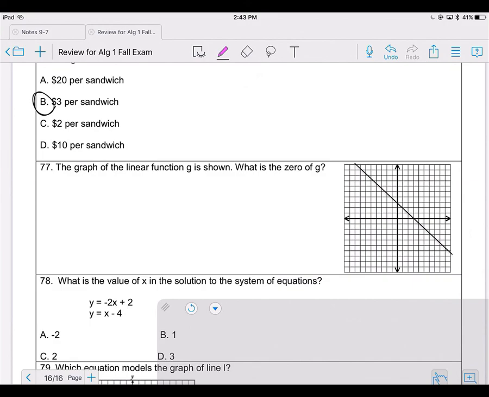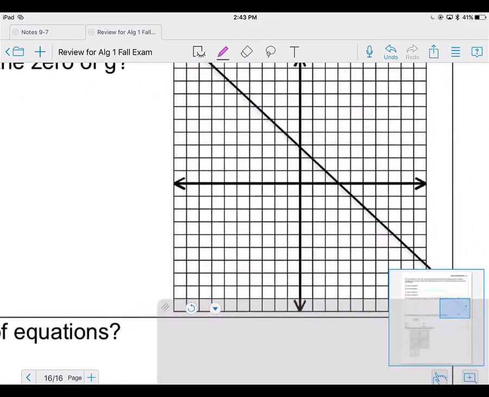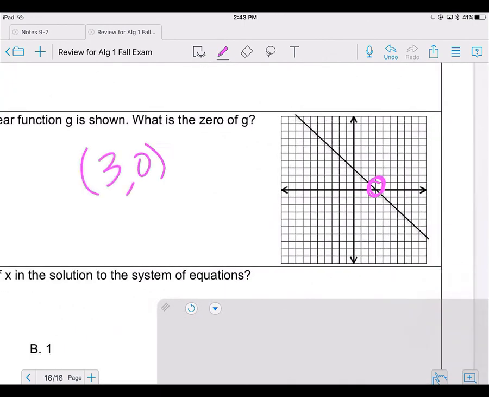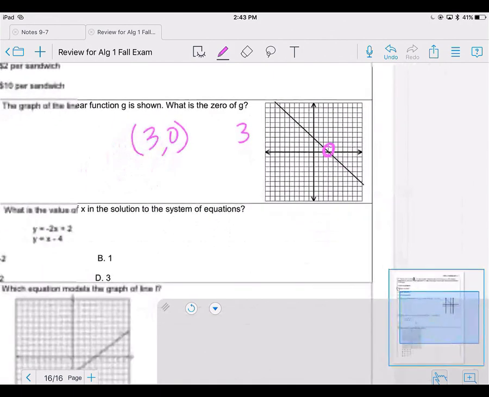77 is asking us the graph of the linear function g is shown. What is the 0? Remember, the 0 is where it crosses the x-axis, so that would be the point 3, 0. If you were putting this on a griddable, you would just grid the number 3.